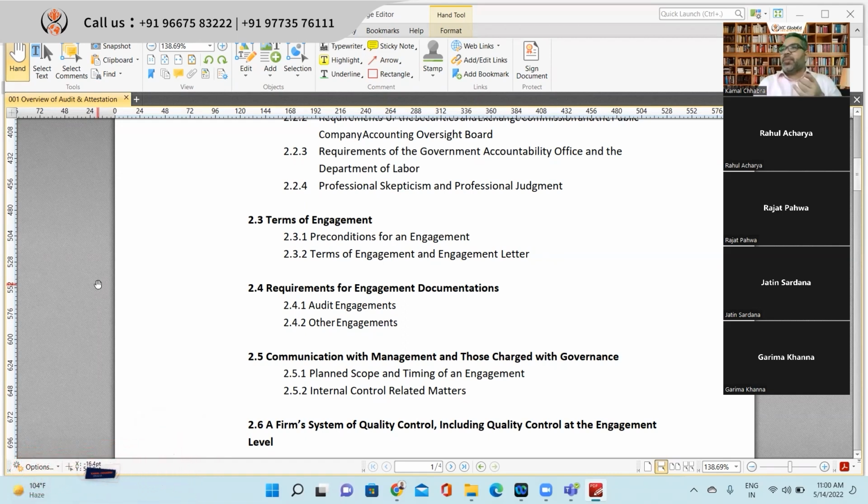So here, like management, there are two parties here. One is management and second is those charged with governance, right? So anyone would like to share what is management and how it is different from those charged with governance? Any idea?